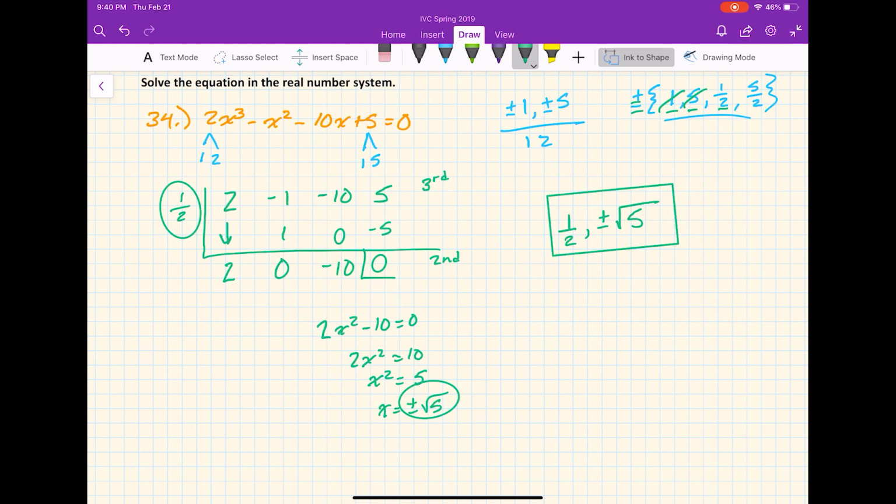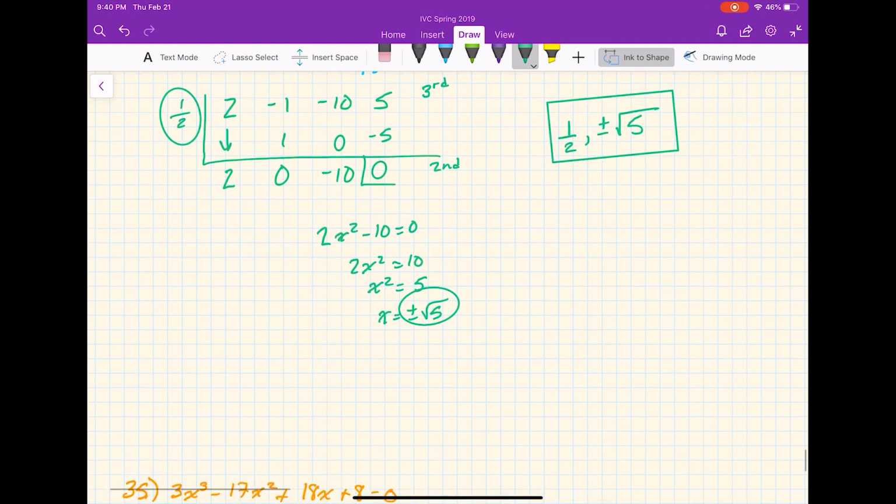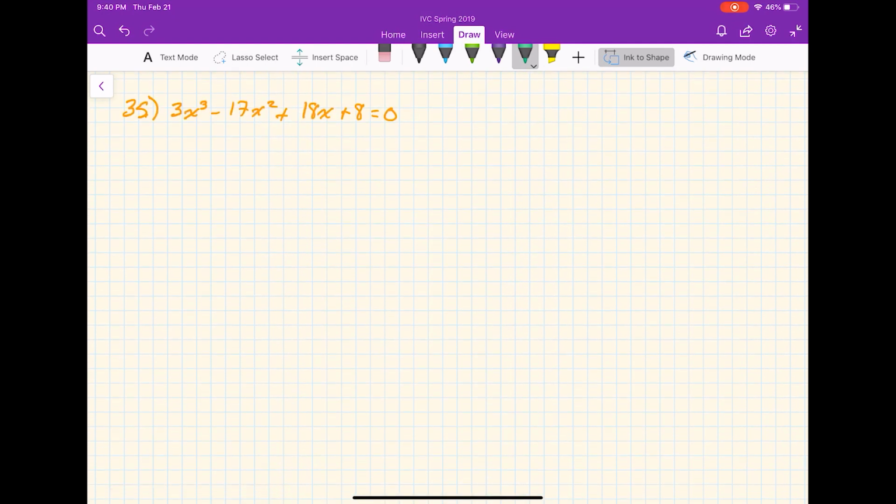Number 34. And number 35 is exactly the same problem, except we're going to solve it the same way. So 8, I get 1 times 8, and then 2 times 4, and then 2 times 2. Those are all my factors. So 1, 2, 4, and 8. So that generates my top 1, 2, 4, and 8. And the factors for 3 is 1 and 3.